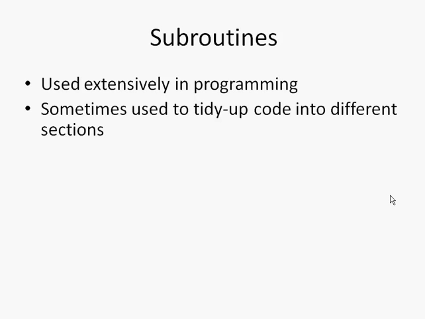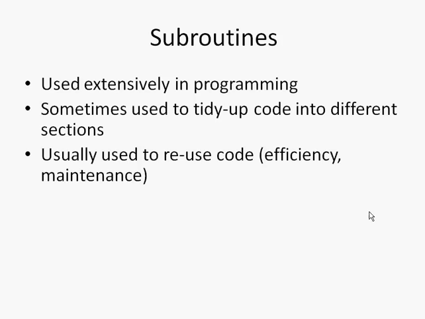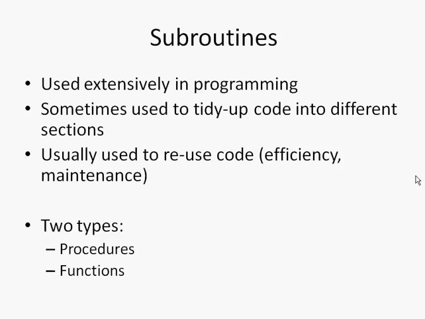They're sometimes used to tidy up code into different sections to keep things neat and tidy, but more often they're used to reuse code to be efficient and to allow for the easy maintenance of code and not to reinvent the wheel every time we want to do something. There are two types of subroutine. There's procedures and there are functions.